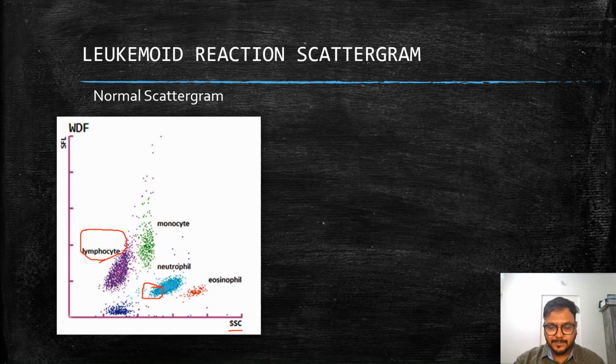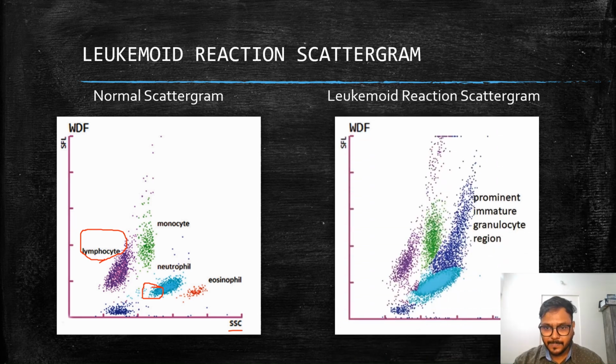Now, keeping these things in mind, let's see the scattergram of leukemoid reaction. As you can see here, there is prominent immature granulocyte region here. This indicates the left shift of the patient, which you'll see in the smear. There is increase in neutrophil count. So if you'll ask the history, there will be probably history of any infection or inflammation going on in the body. Here we are seeing lymphocytes and here are monocytes. Please note there is no basophil here, no basophil here. I hope this is clear to everyone.